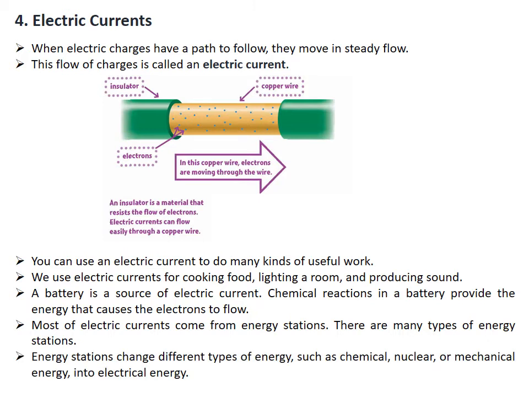Energy stations change different types of energy such as chemical, nuclear, or mechanical energy into electrical energy. Wires carry the electrical energy from the generating station to every outlet in your home.